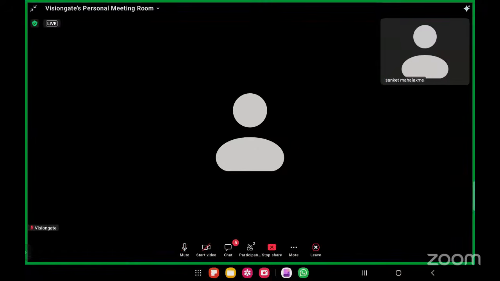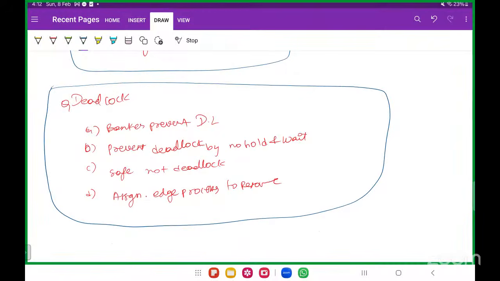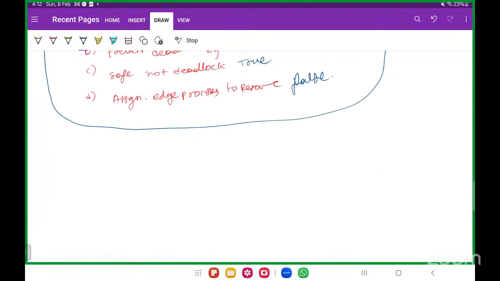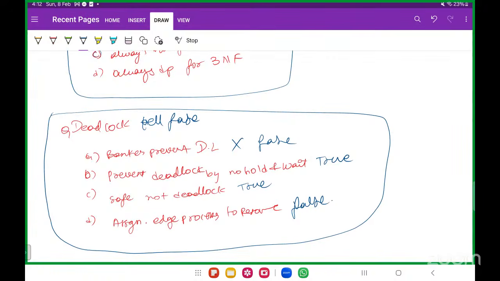According to the deadlock, which statement is false. Banker's prevents deadlock, that is incorrect, that is for the safety algorithm. It is an incorrect statement. Prevent deadlock by no hold and wait, that is true. This is not an answer. Banker's is safe, right? But not deadlock prevention, that is true. And assign edge from process to resource, that is incorrect, right? Assign edge from resource to the process. So here, the correct answer is A and D.